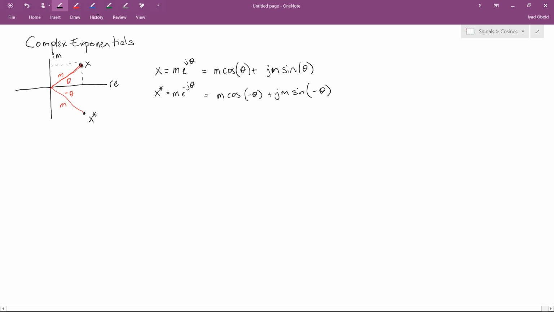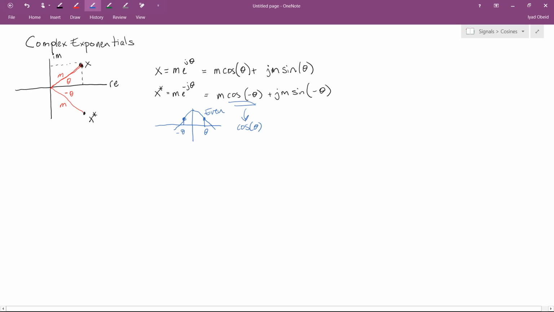Now, as it turns out, cosine is an even function. If I were to draw a generic cosine, you would see something that maybe starts out looking like this. That's not a very good cosine, but you get the idea. You can see that cosine of theta and cosine of negative theta are the same, and that's because cosine is an even function. So cosine of negative theta equals cosine of theta.